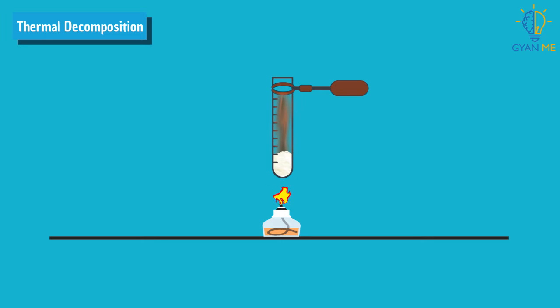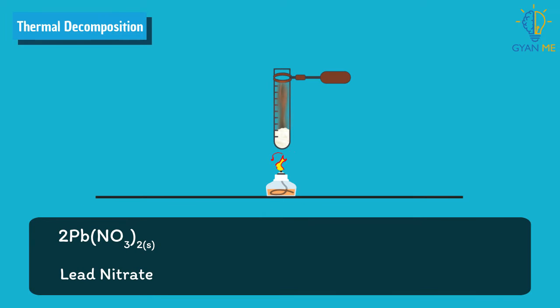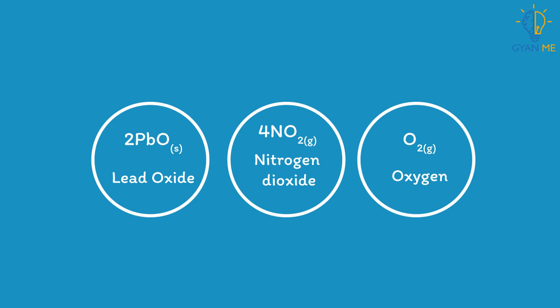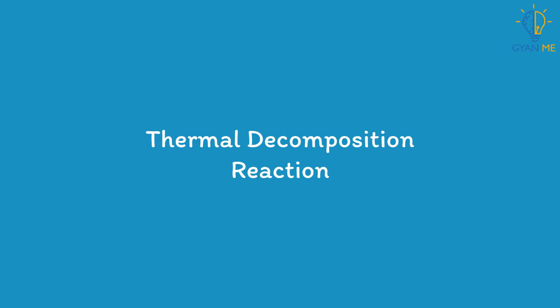We can write this reaction as: lead nitrate when heated gives lead oxide, nitrogen dioxide and oxygen gas. Here we provided heat to lead nitrate, because of which it gets decomposed into 3 products. Hence it is a thermal decomposition.